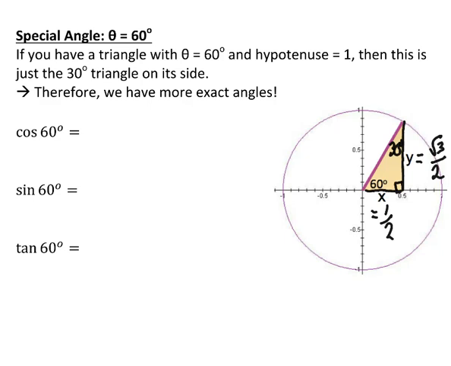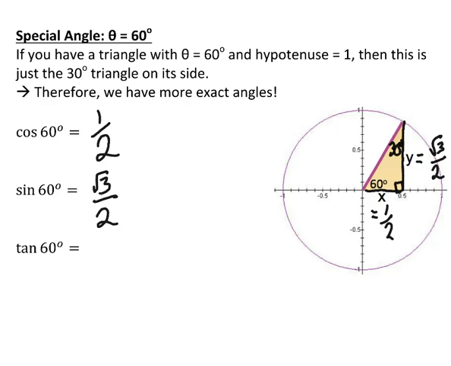Cos is the x value, so the x value is here. And cos of 60, therefore, must be a half. You can check that on your calculator. Do cos of 60, you'll get a half. Sine of 60 must be root 3 over 2. That's the y side here.